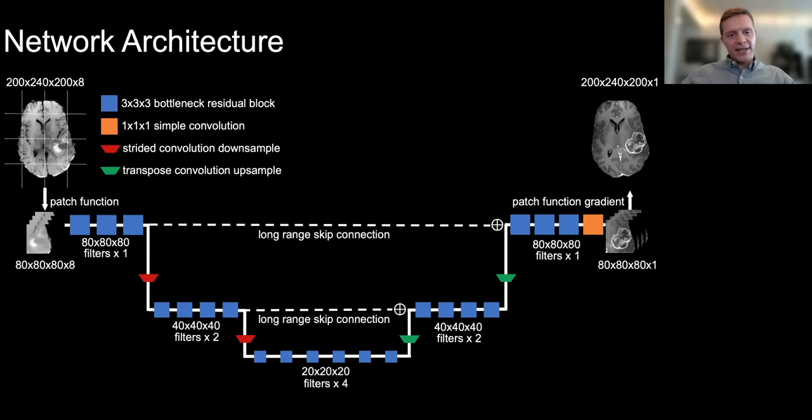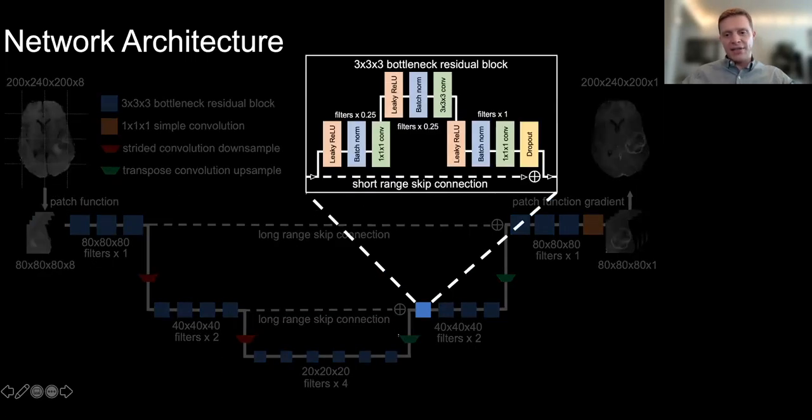Here's our network architecture. As you can see, it's based on the popular UNet architecture. This one though is fully 3D and fully convolutional. So all of the downsampling steps are strided convolutions. All of the upsampling are transpose convolutions. And we have these long-range skip connections between the different levels. And actually each of these blocks that I'm showing here is a bottleneck residual block borrowed from the ResNet article, where we have both a short-range skip connection, and then a convolutional pathway that has ReLU activation, batch normalization, and dropout.